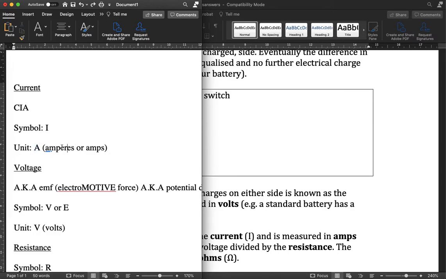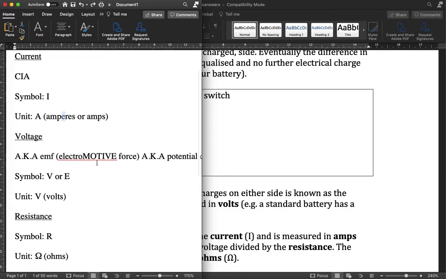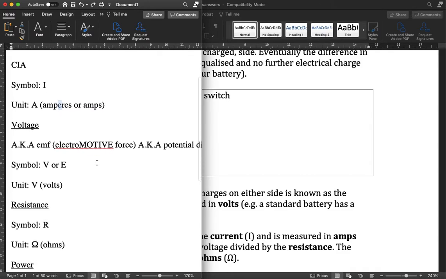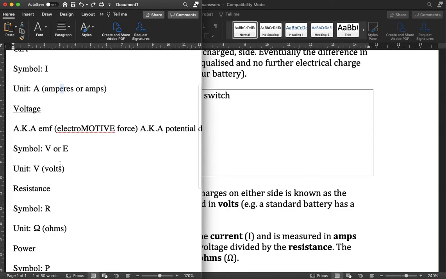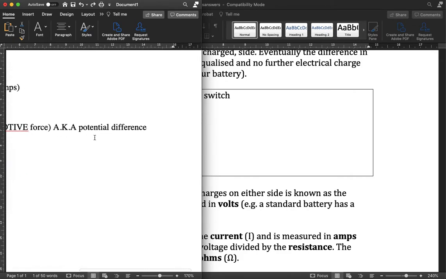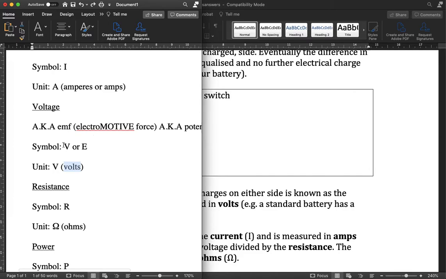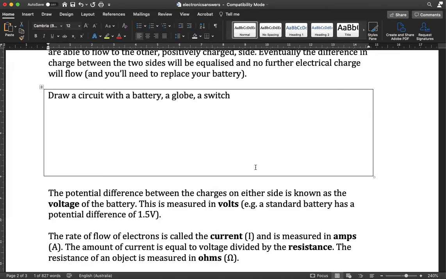You don't include the accent grave for some reason on ampere. I tried, and then autocorrect said no, don't use it. Which is better though than what happened to Volta. Volta didn't get the A in his name at all. It's always just volts. I don't know why it's not voltas. Anyway, so voltage, also known as EMF, which stands for electromotive force or potential difference, has the symbol of V or E. I know it's confusing, and the unit is volts.